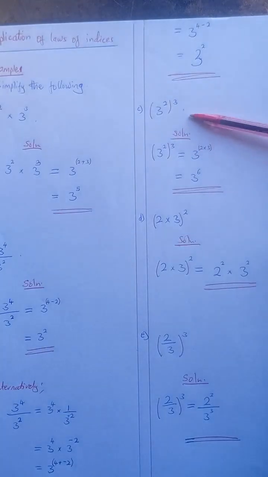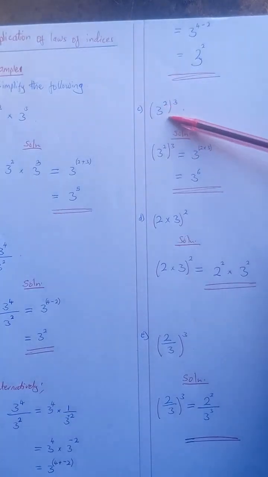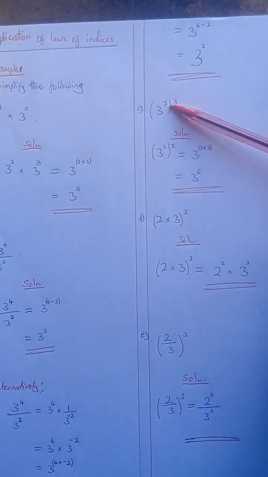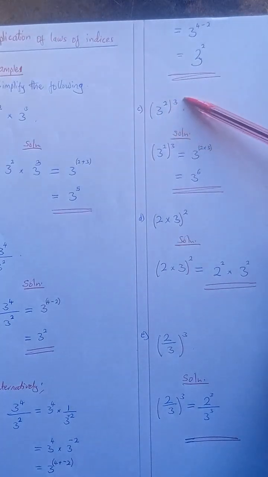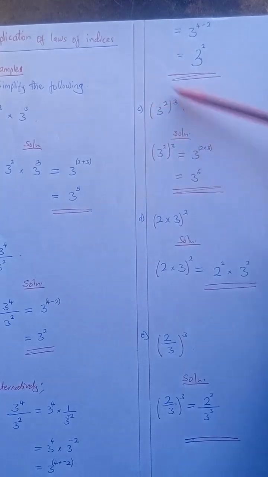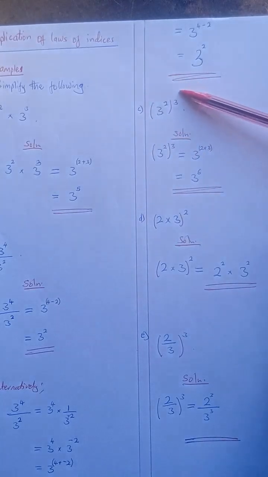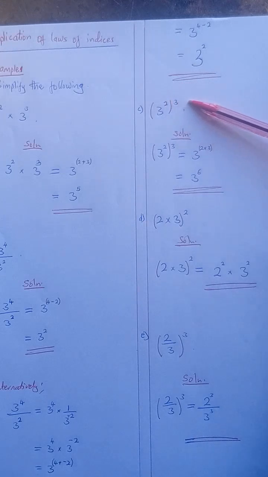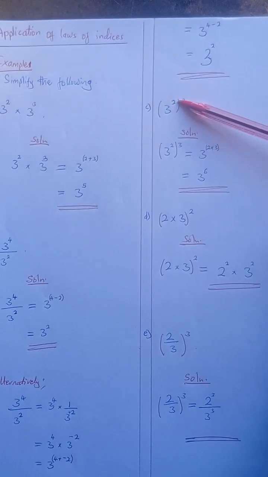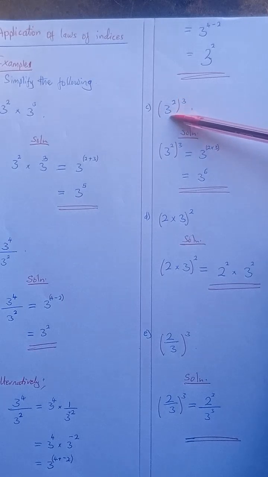In our example 3, we have 3 to power 2, everything to power 3. Since the powers are now different, what we do is multiply the powers, because there is a power inside and a power outside. We multiply the powers and we get the product of the powers, and that will be the power of the base.